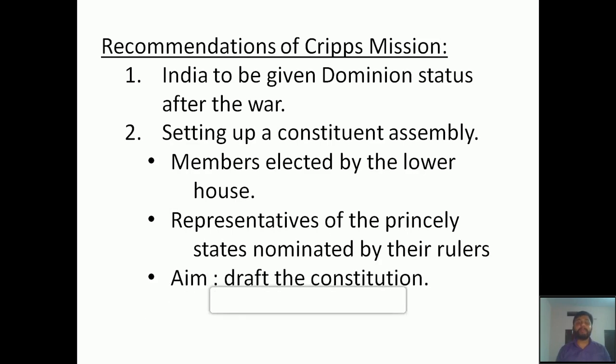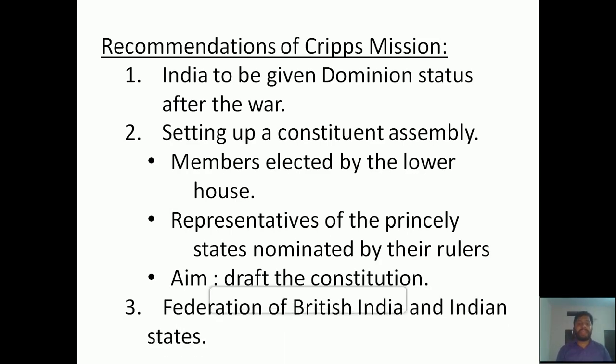And what is the aim of this constituent assembly? Draft the constitution, because a country will be functioning on the basis of the constitution. So in order to make the constitution, a constituent assembly will be formed, and the members of this constituent assembly will be members elected by the lower house and representatives nominated by the rulers of the princely states. So it was the second recommendation made by Cripps Mission. The third recommendation was India will be a federation of British India and Indian states.